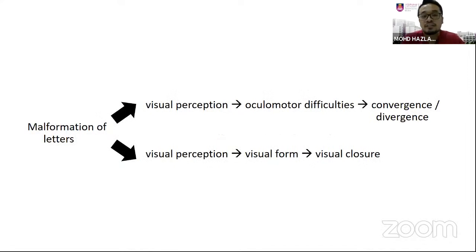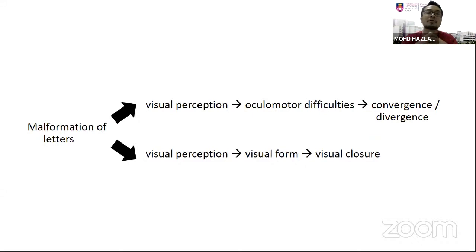Okay, we look at the words there, the malformations of letters. Some of us will directly say that, oh, malformations of letters, I think this is because of visual perception skills. So it always ends up there, with no further investigation to justify what type of visual perception difficulty the child might have. If you look at the upper part, malformation of letters might be because of a visual perception issue. And then when you further investigate, you find that oculomotor difficulties are what you need to investigate.